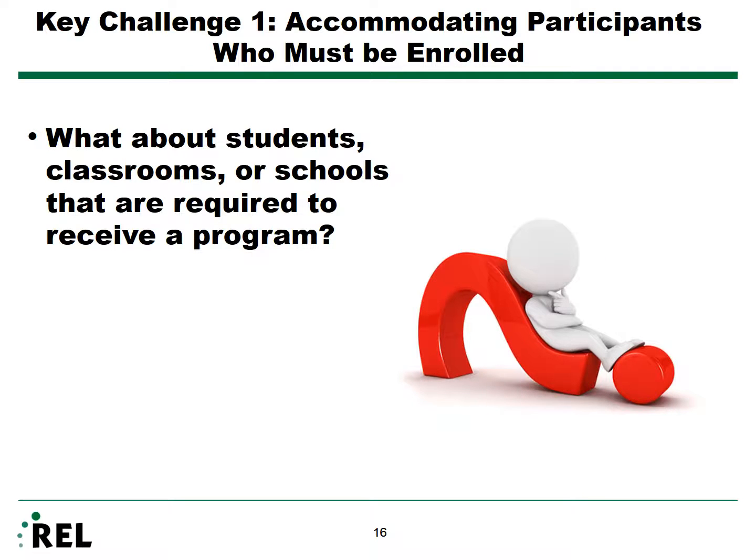One challenge encountered during random assignment studies is when a participant, a school, classroom, or student, must receive a program or resource, or is otherwise unable to be randomized. For example, a given service could be required by a student's IEP or an educator's professional development plan. Another example is when a school wants to ensure that a set of twins will be in the same class.